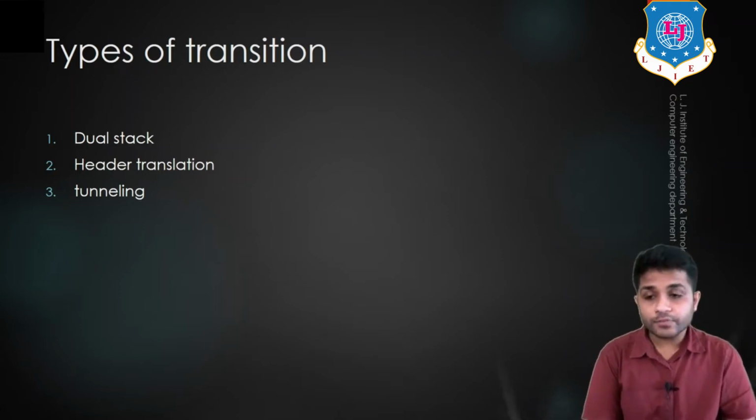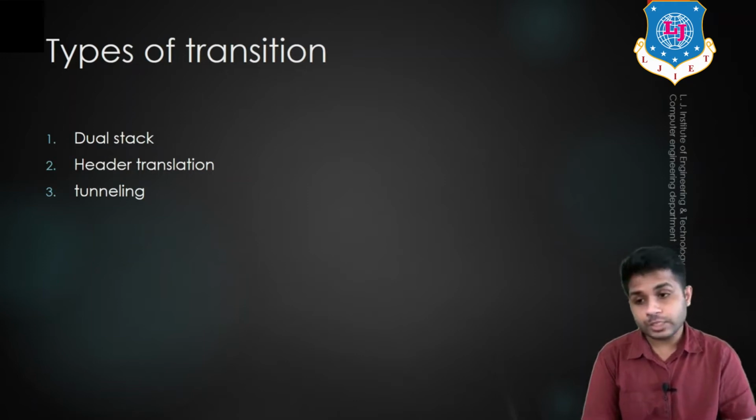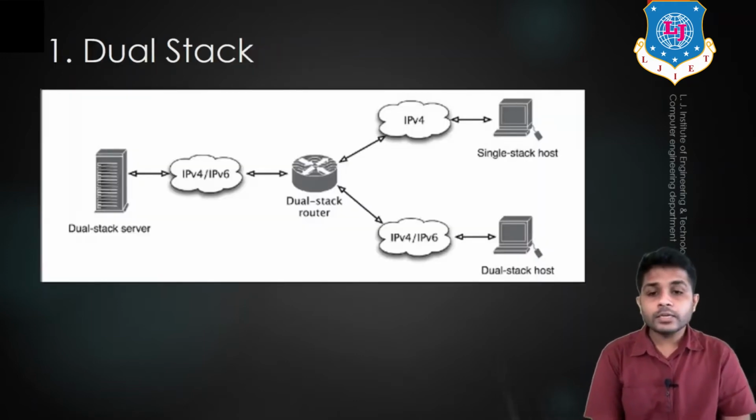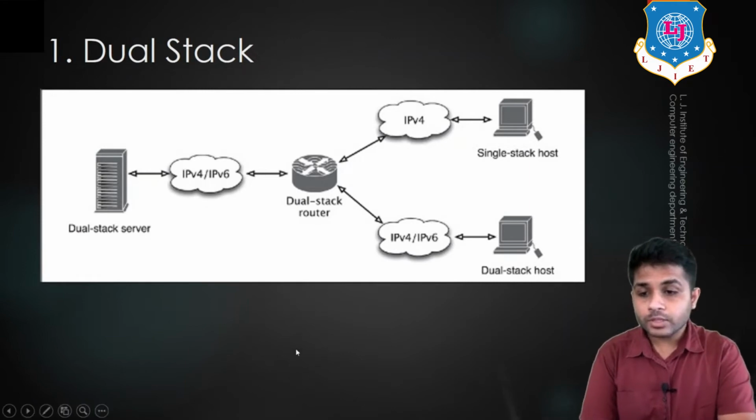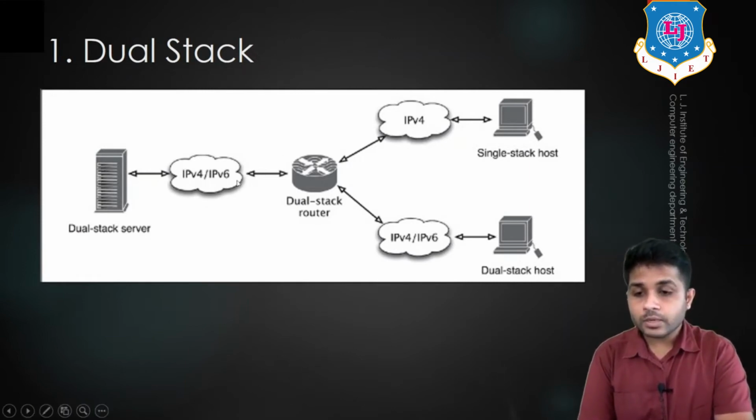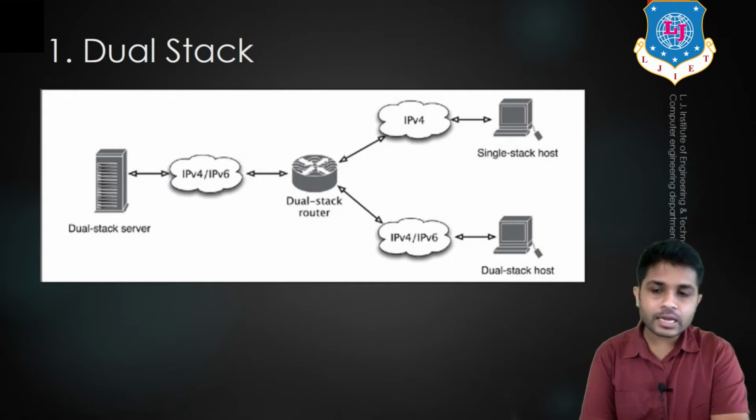Now let's see the first method, which is dual stack. You can see that this is the example of dual stack. There is one server, there is a network which is IPv4/IPv6, there is a dual stack router, there is a single stack host and a dual stack host. Now what is the meaning of dual stack? Dual stack means that those devices are capable enough to understand both address notations. It means they can understand IPv4 as well as IPv6.